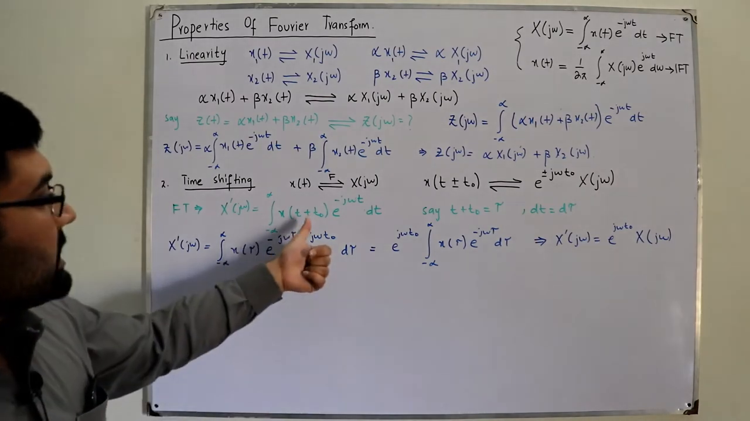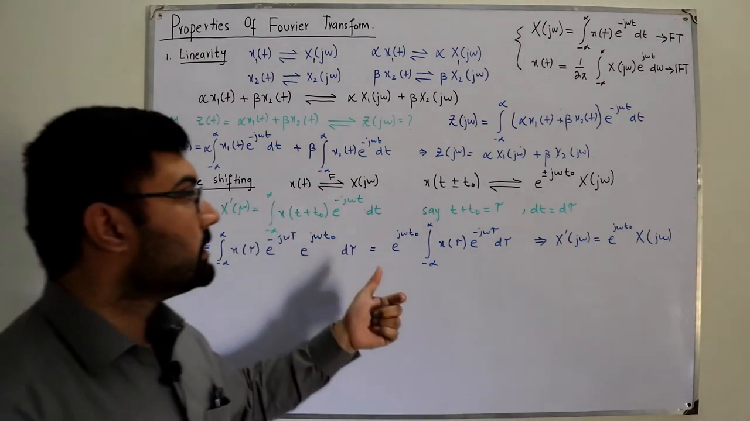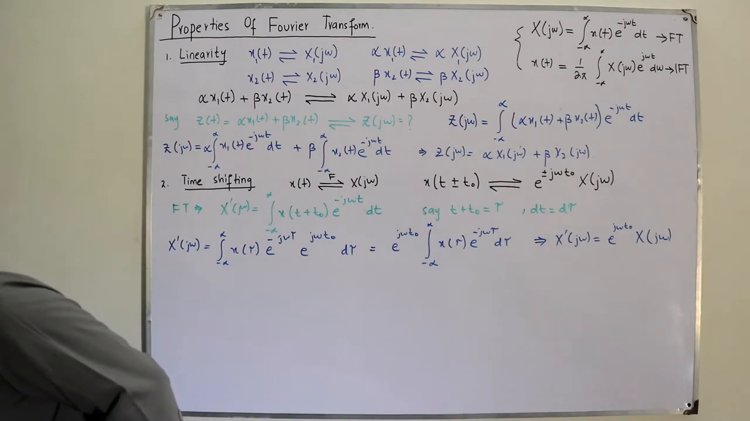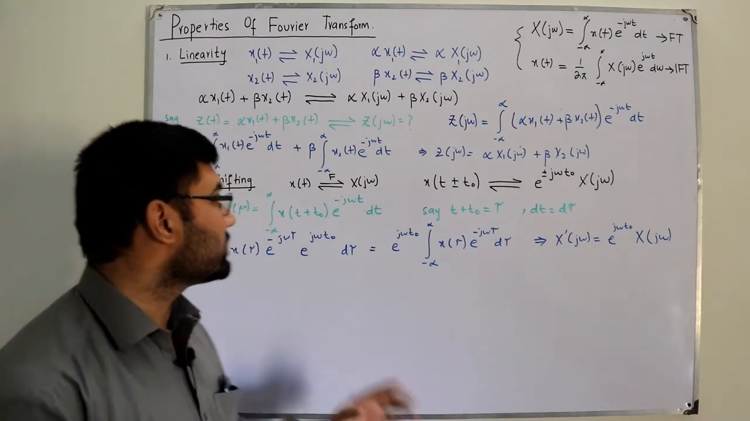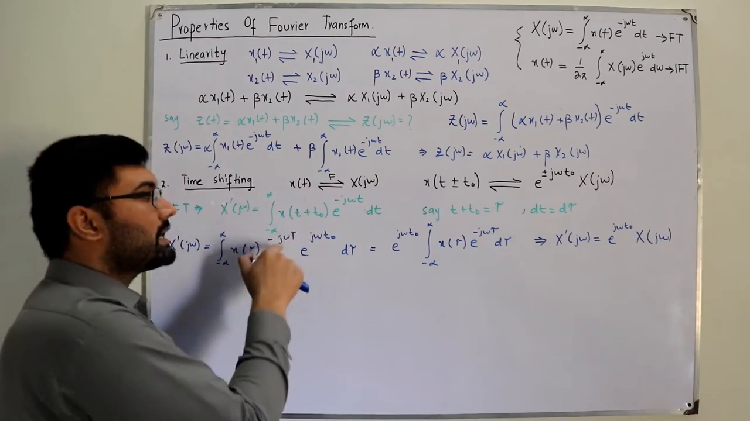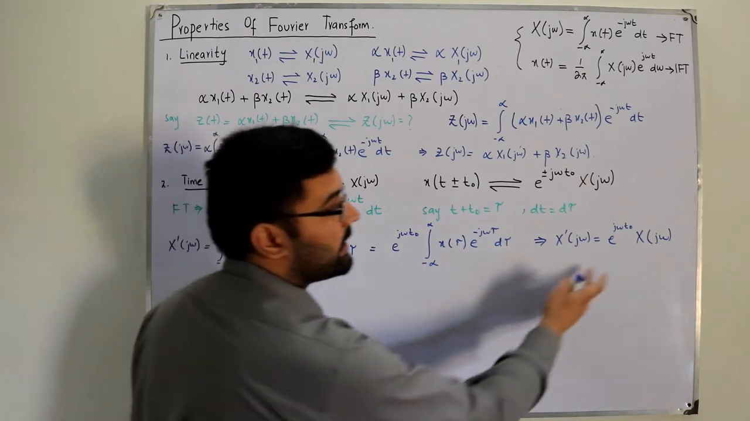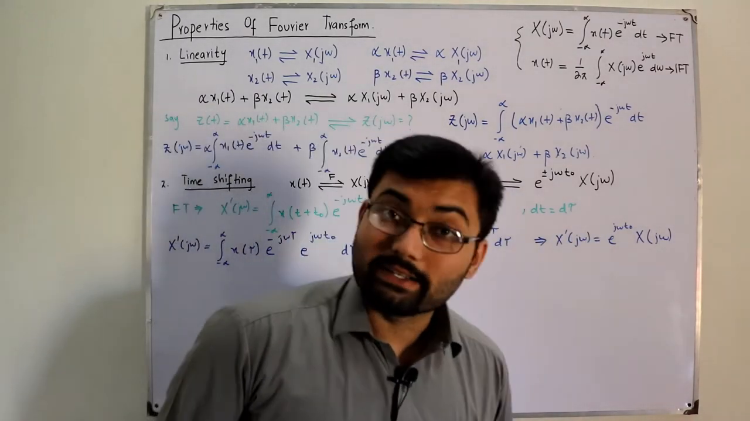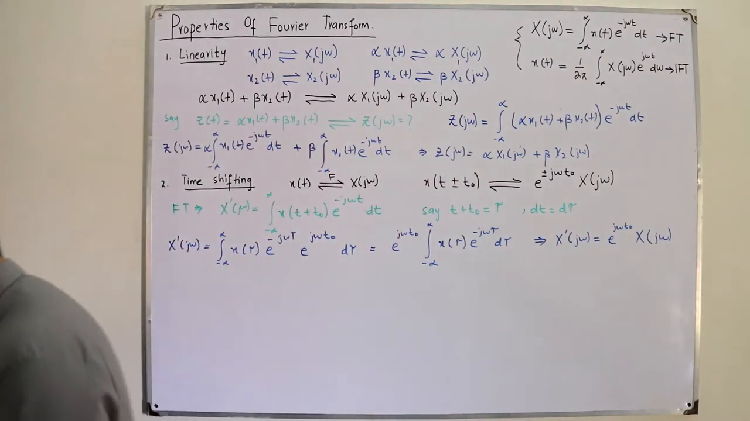Have a look, I took it for a plus t naught, and plus t naught means a left shift. So I took it for a left shift. Now it's homework for you to take it for the right shift. You take a minus t naught and you would get a minus j omega t naught. And that is it. That's for the second property.